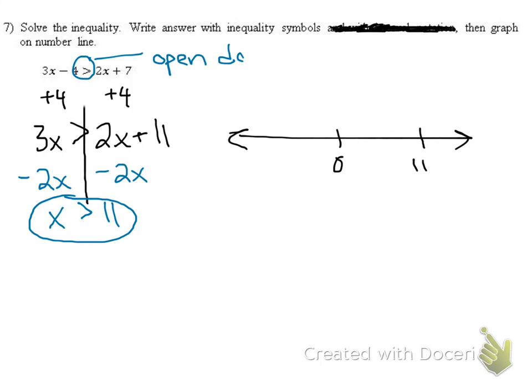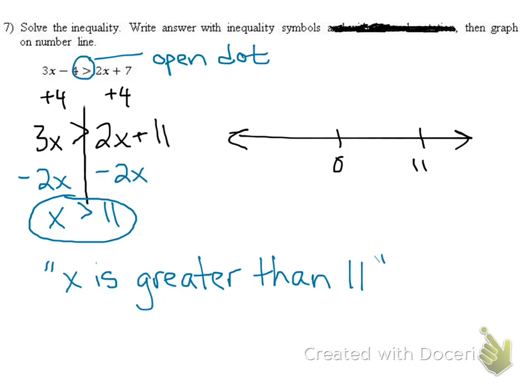I'm going to go ahead and draw my number line, and based on the type of symbol we need to use, an open dot on the number line. This statement reads x is greater than 11, so I'll place an open dot on 11 and then draw an arrow going to the right to show that x can be anything greater than 11.